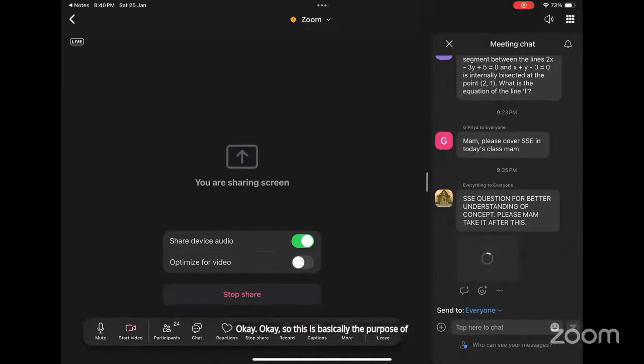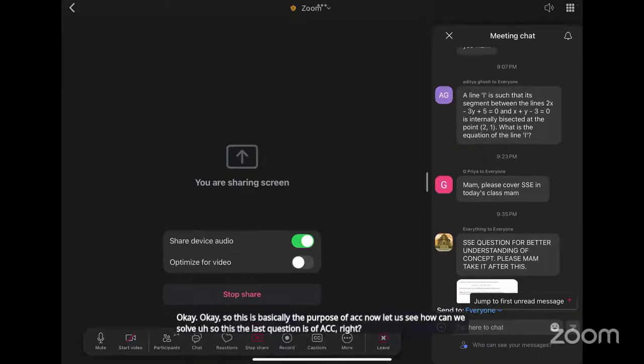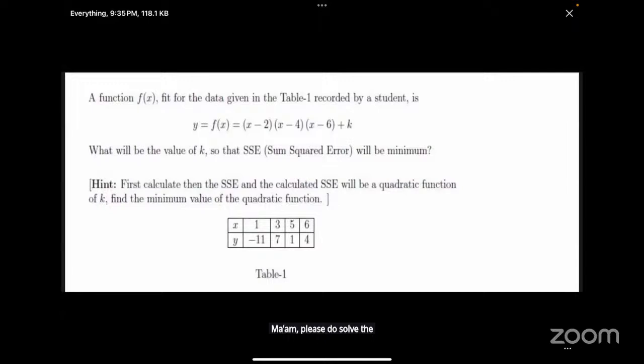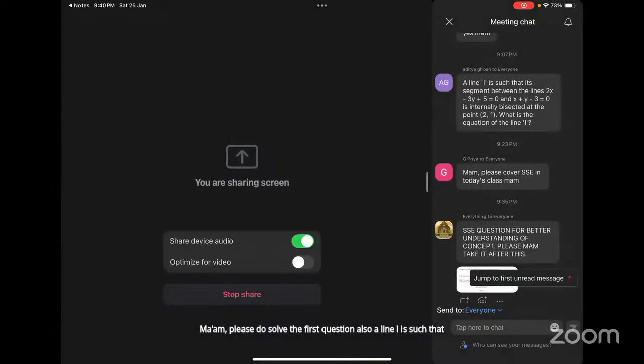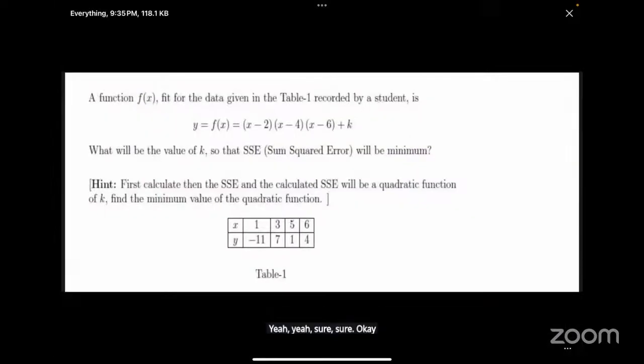Now let us see how we can solve it. So the last question is of SSE, right? Ma'am, please do solve the first question also. A line L is such that. Yeah, sure, I asked it earlier. Okay, I will solve this also.